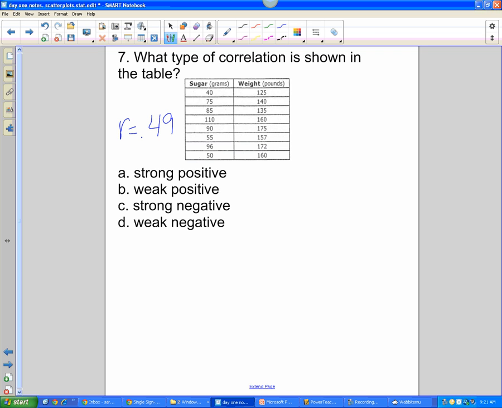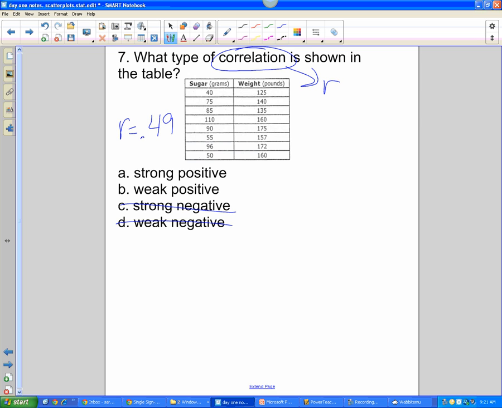All right, another thing I want you to write on your paper, I want you to circle correlation and put R beside of that. So whenever it asks for correlation, circle the word correlation and put R. So whenever you see correlation, you're going to have to look at the R value. So we get 0.49. First of all, is that a positive number or a negative number? Positive, so you can mark out C and D.